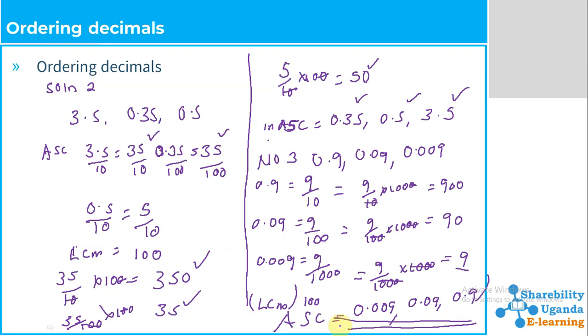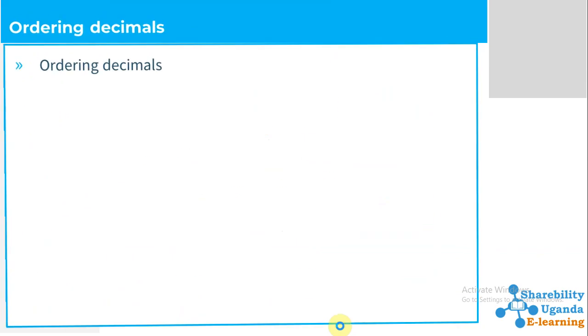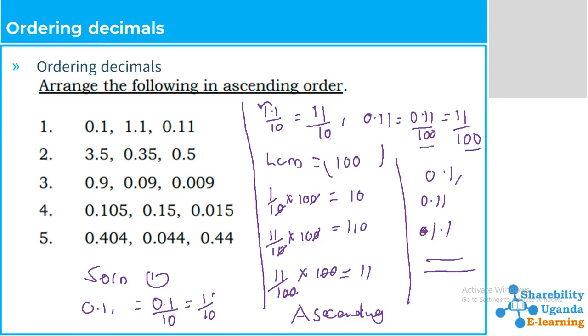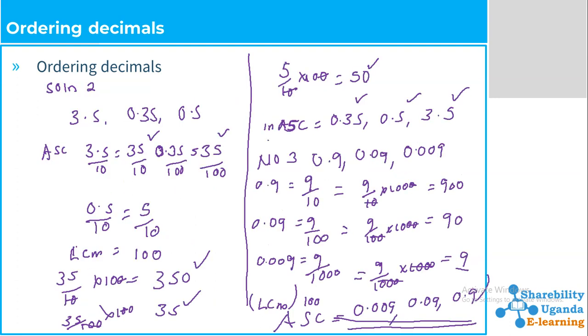So we shall also be looking at what we call descending. Remember, we are still having some more of these numbers. So let's also still solve out one, and we see how we can come up. Let's solve out number 5, which is 0.404 and 0.044, then 0.44.